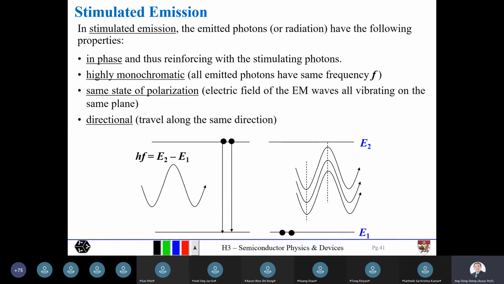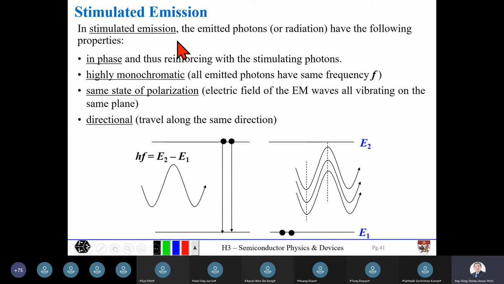They have the same phase. They travel in the same direction. They have the same state of polarization. In other words, if a particular photon only has electric or magnetic field vibrating in a particular plane, then all photons have the same behavior, right? They all have this electric field or magnetic field vibrating in particular planes only. Okay, so photons emitted due to stimulated emission are coherent.